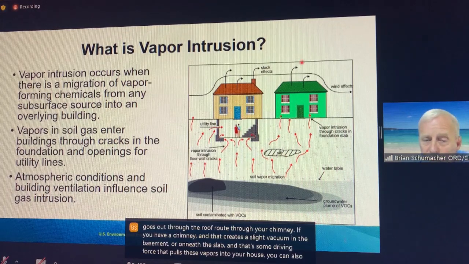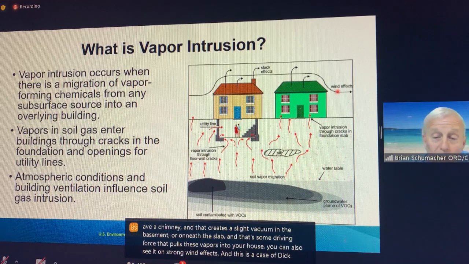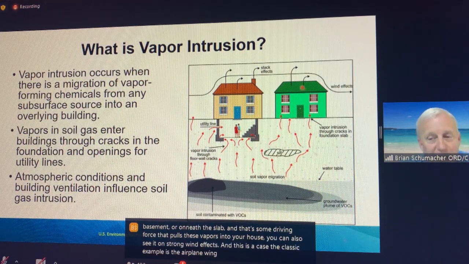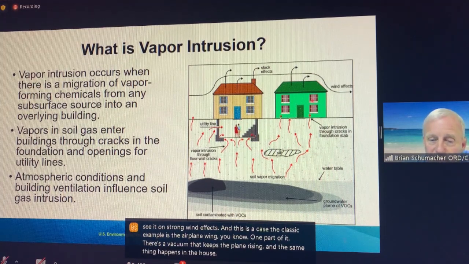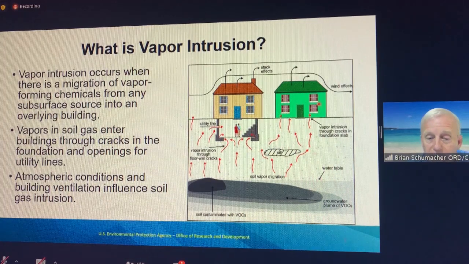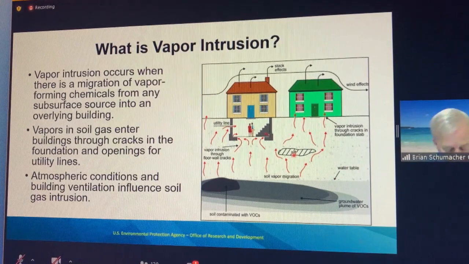You can also see it on strong wind effects, and the classic example is the airplane wing. One part of it has a vacuum that keeps the plane rising, and the same thing happens in the house. So there's a slight vacuum going on here, and it will again pull the volatiles, and the volatile PFAS in this case, into the house.